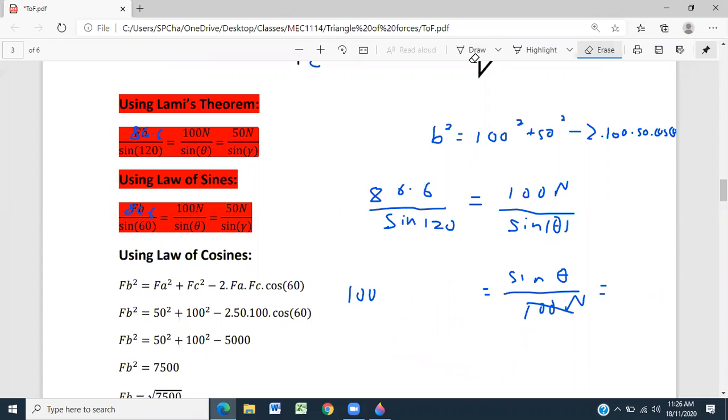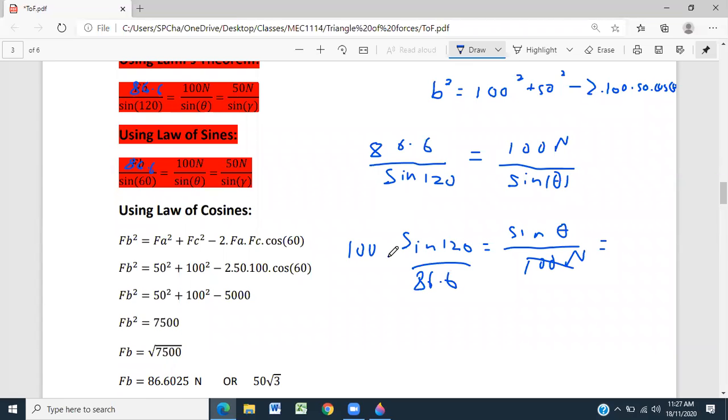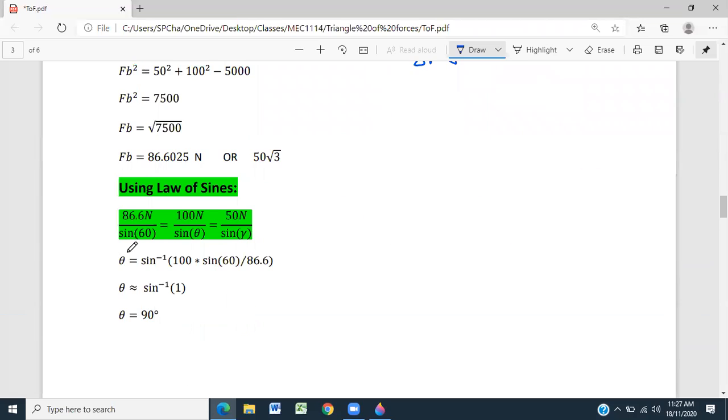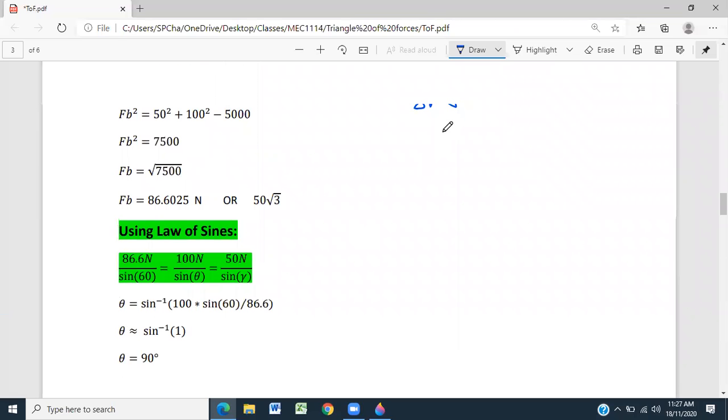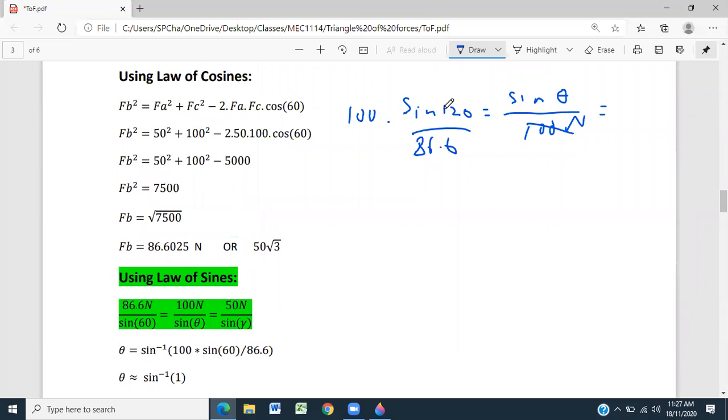So sine 120, right? Yeah, so both sines on top now, 86.6. Thanks for catching that. So, yeah, times 100. And we work this out here. Remember, sine of 60 and sine of 120, same thing, right? So work this out here. 100 times sine of 60 or 120 will be 86.6.